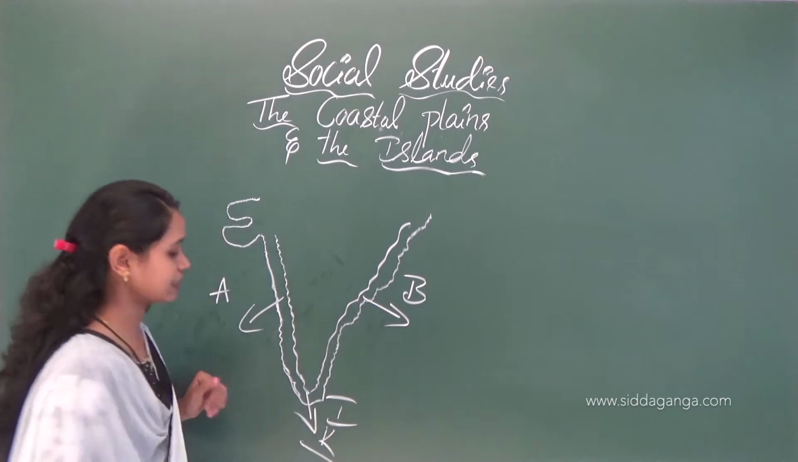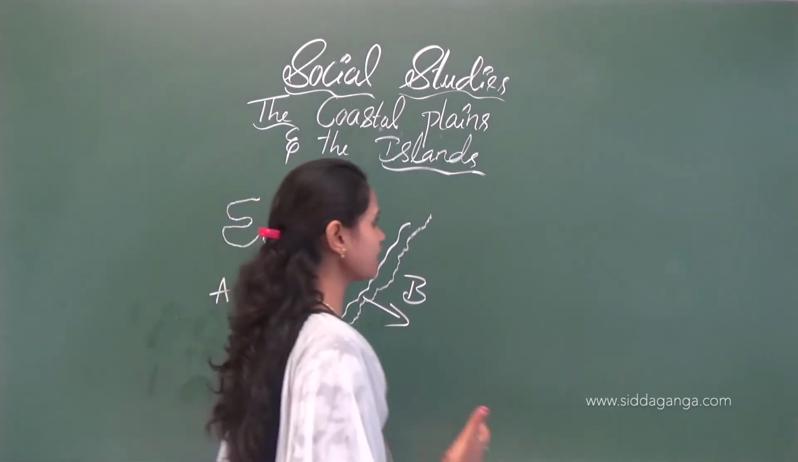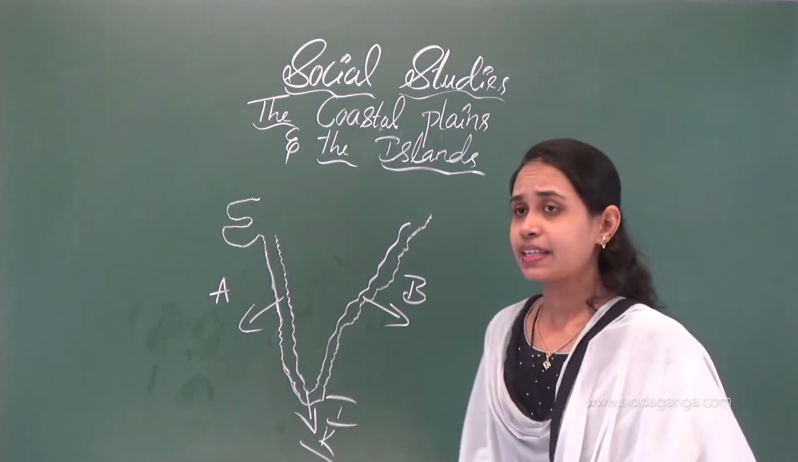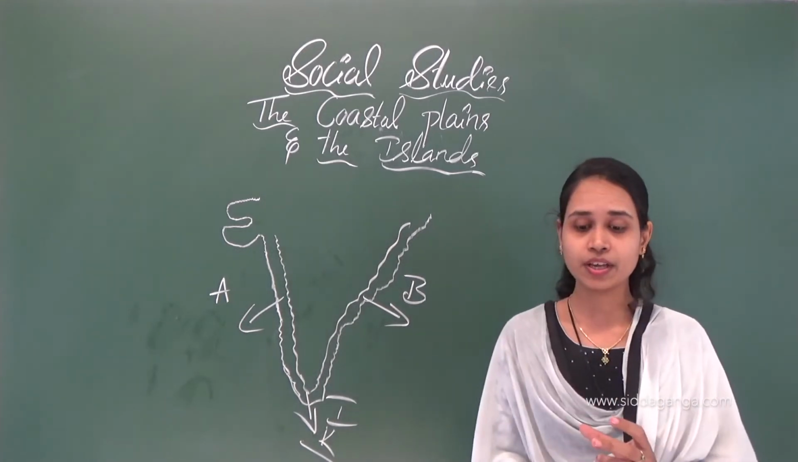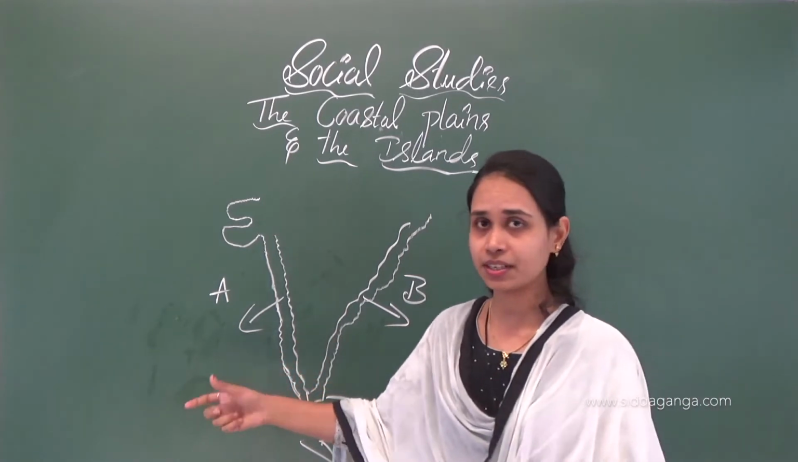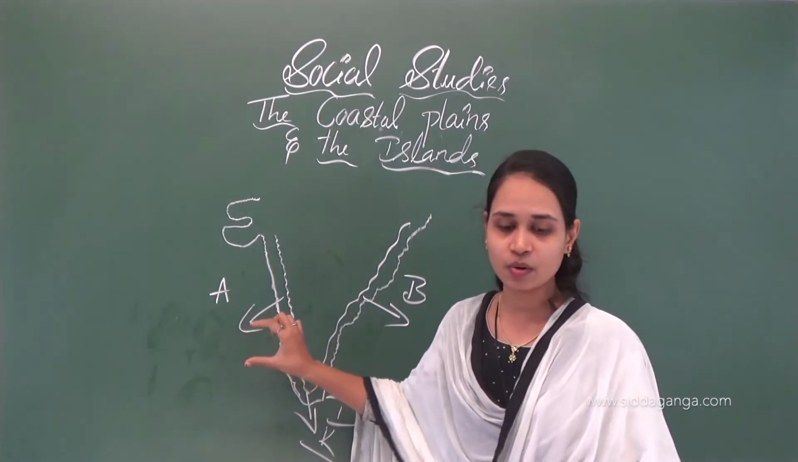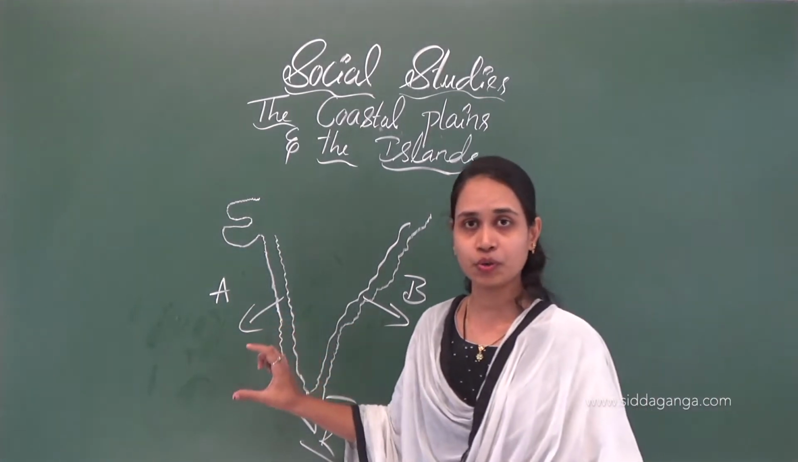So what is a coast? Coast is the land alongside or near to the sea or ocean, isn't it? It's the land near to the ocean or sea, so it is called a coastal line or sea shore, okay?